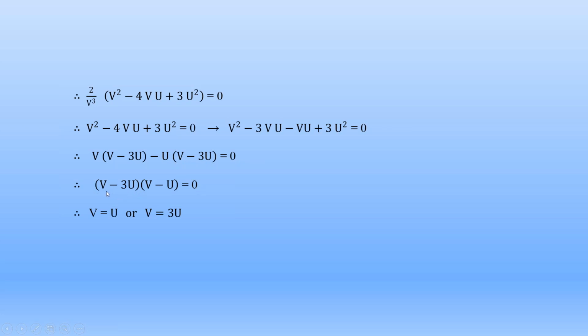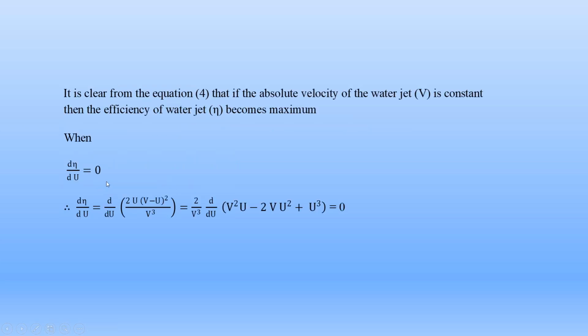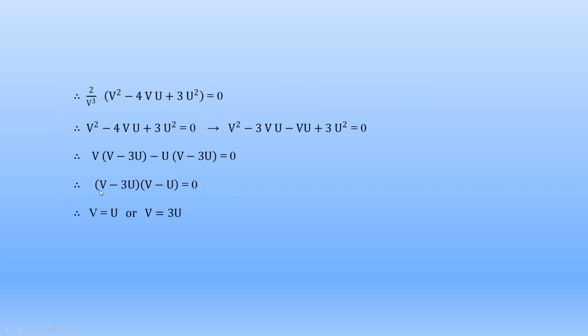We got this condition (v minus 3u) into (v minus u) equal to 0 for the maximum efficiency of the water jet. From where do we get this equation? We get this equation from this differentiation, d nu by du equal to 0. d nu by du equal to 0 gives the maximum efficiency of the water jet. So from this condition, we finally got (v minus 3u) into (v minus u) equal to 0.